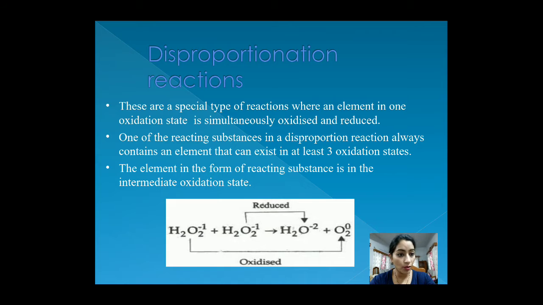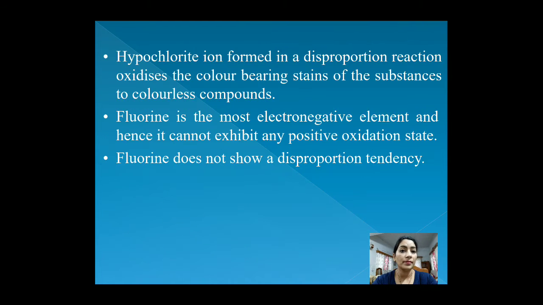Example, whenever we are taking 2 molecules of hydrogen peroxide, H2O2, one time the oxygen of the first hydrogen peroxide is oxidizing and the second time the oxygen of hydrogen peroxide is reducing. We can say in the first hydrogen peroxide the oxidation state is -1 and goes to 0. Second, -1 to -2. This is a reduction. Hypochlorite ion formed in a disproportionation reaction oxidizes the color bearing stains of substances to colorless compounds.